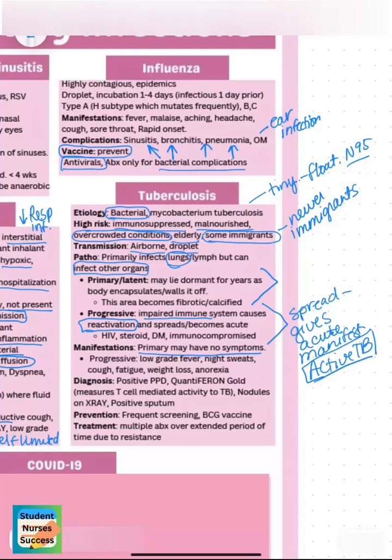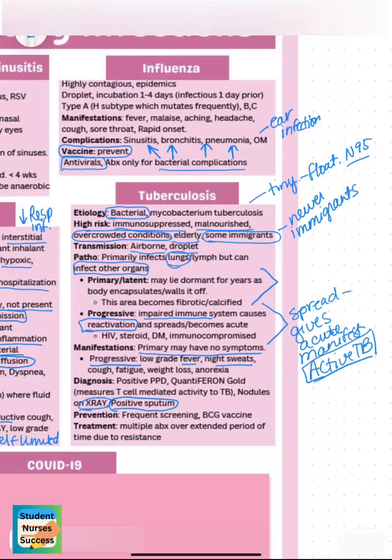Now, once you start to get into progressive TB, you're having fever, night sweats, cough, fatigue, weight loss. You are actively sick and spreading it. Now, how you diagnose it is if you're coughing and actively spreading it, we can grab a sputum and isolate it out of there. We can perhaps see it on a chest x-ray.